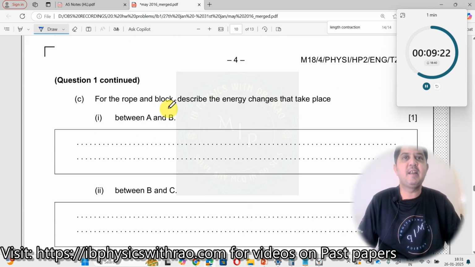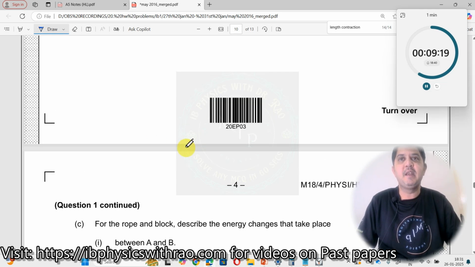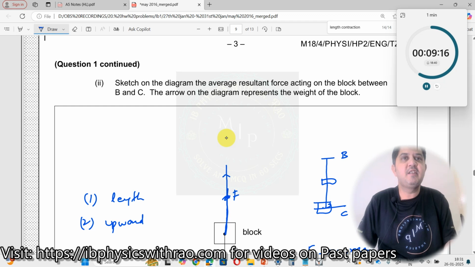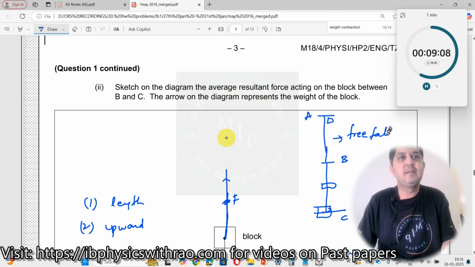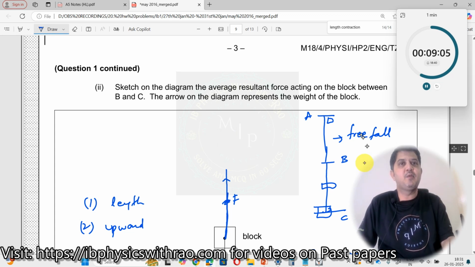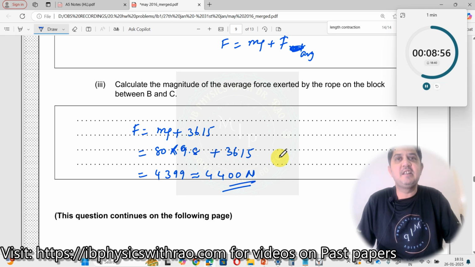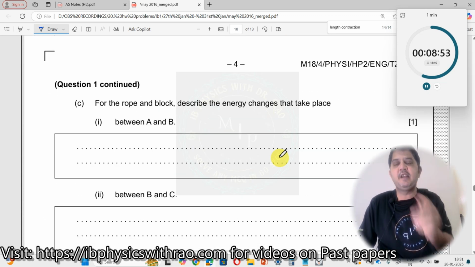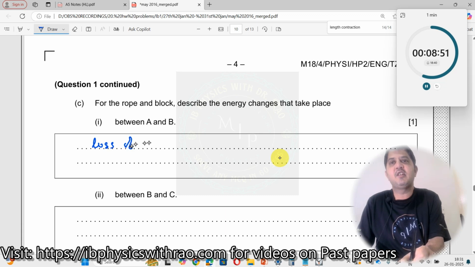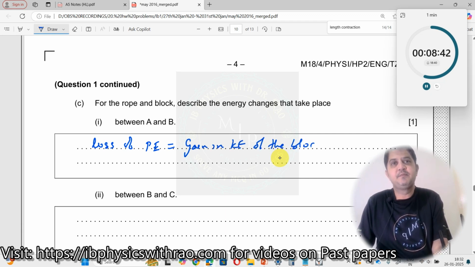For the rope and block, describe the energy changes that take place between A and B. Where is A here? A is somewhere over here, and you drop the block from here. In this region there was a free fall. There was no elasticity coming into play. So what is the kind of energy here? You had a potential energy and a kinetic energy, right? So potential energy got converted into kinetic energy. The best way to write is: loss of potential energy is equal to gain in kinetic energy of the block. This is the right way to write.